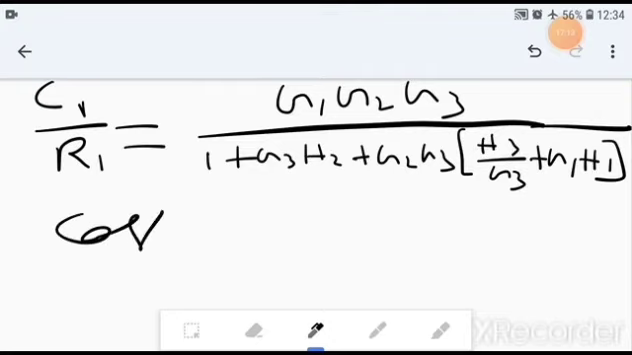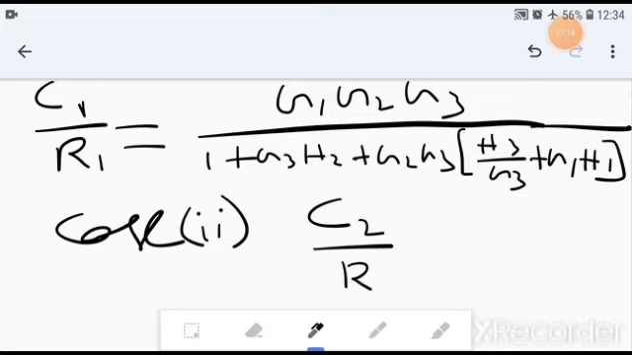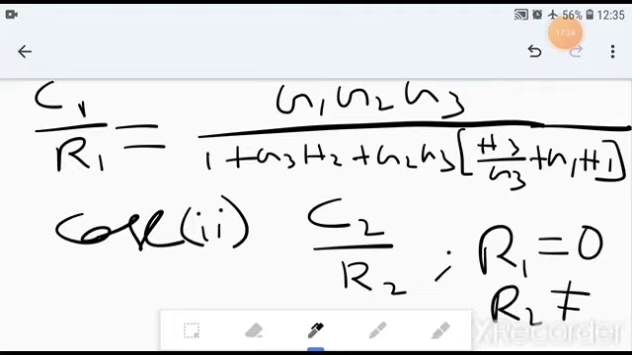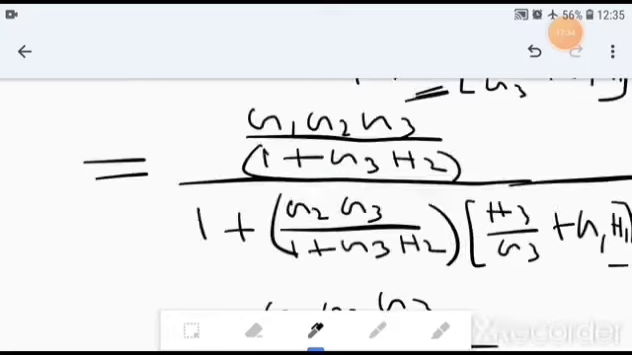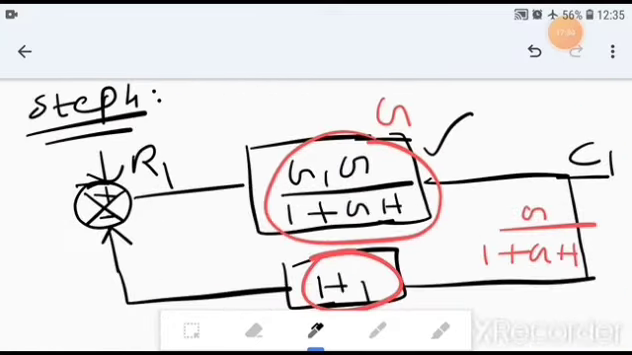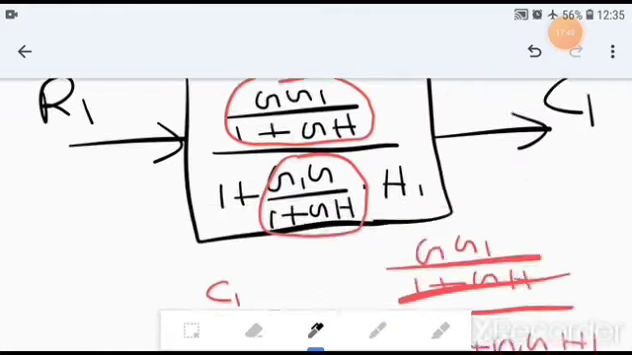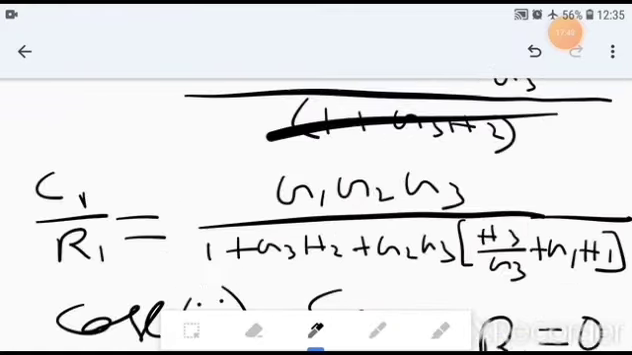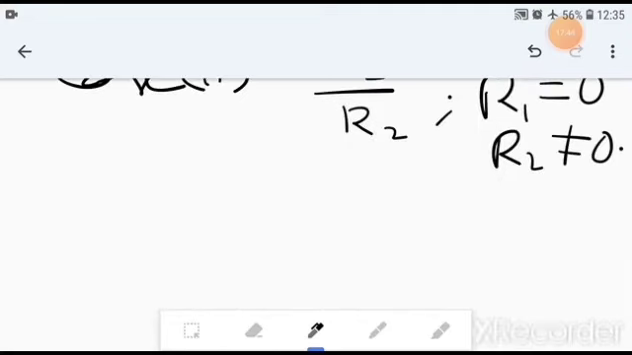Case 2: we have to calculate C2 by R2. In this, we consider R1 is equal to 0 and R2 is not equal to 0. Going back to the problem, summing point 1 has the input R1. Here we are considering R1 equal to 0, so summing point 1 will vanish. Other than summing point 1, we have to find the simplified block diagram.